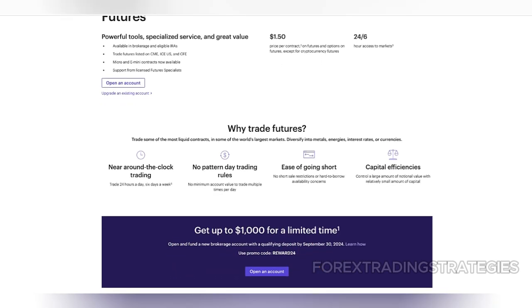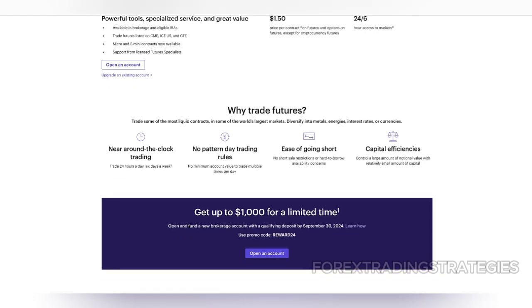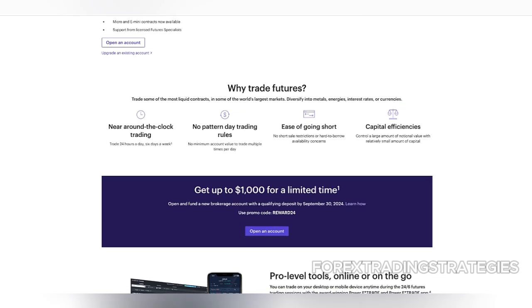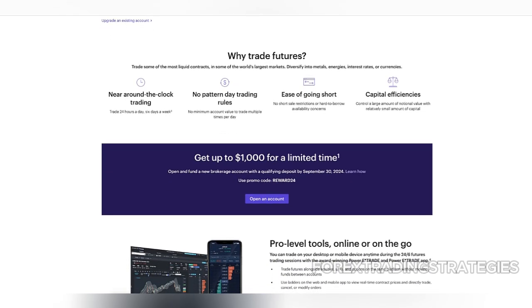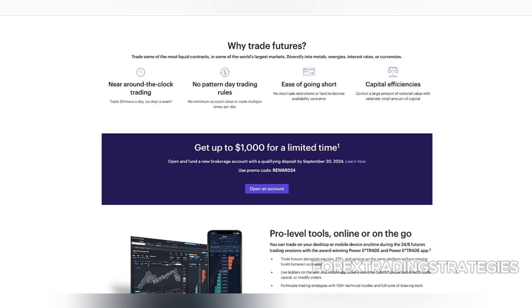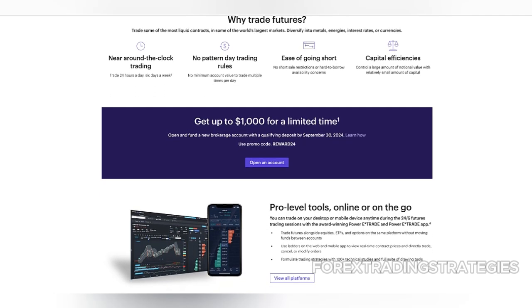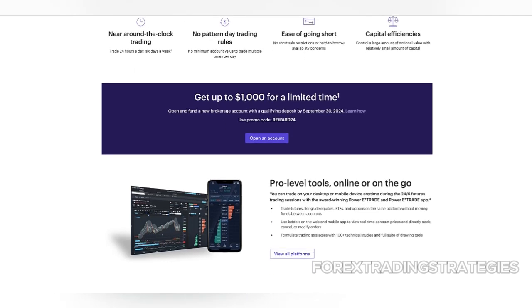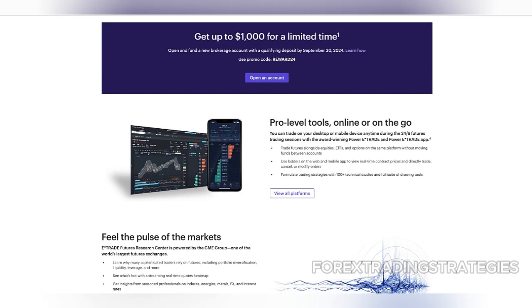In conclusion, trading futures on eTrade can offer both opportunities and risks. While the potential for significant returns is attractive, investors must be aware of the inherent leverage and volatility associated with futures trading. By understanding the fundamentals of futures contracts, leveraging the tools and resources provided by eTrade, and implementing effective risk management strategies, investors can make informed decisions and potentially benefit from futures trading.